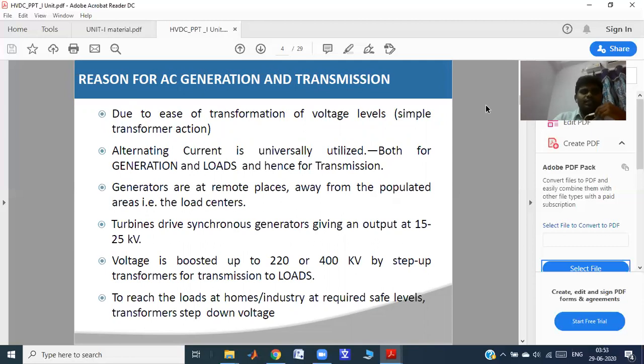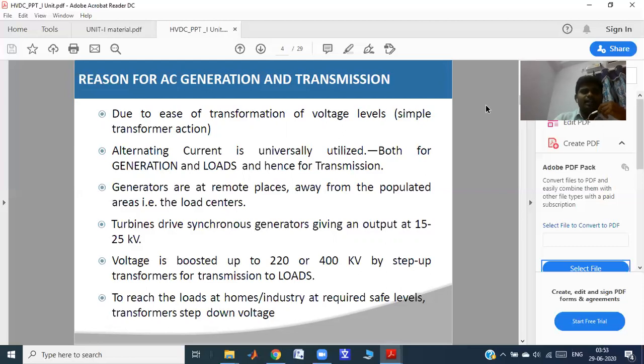First, the reason for AC generation and transmission. What is the reason for AC generation and transmission? Due to the ease of transformation of voltage levels, that is the main advantage. That means transformer action is only possible with AC voltage, not possible with DC voltage. That's why voltage can be either increased or decreased by transformer action. That is only possible in an AC network.